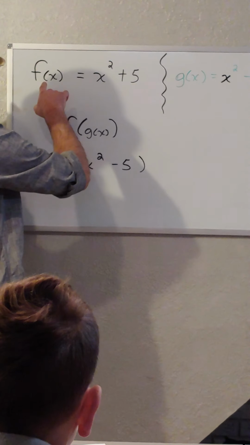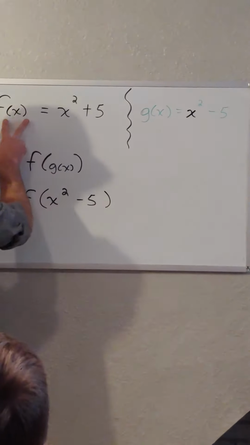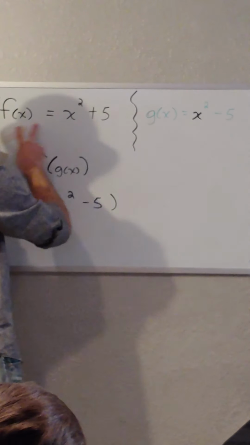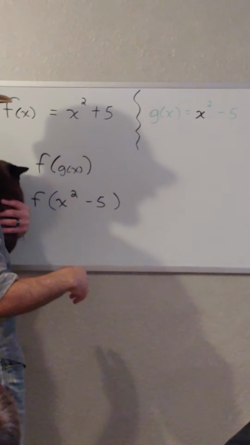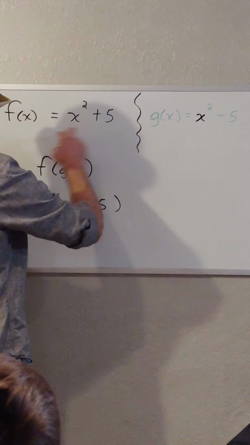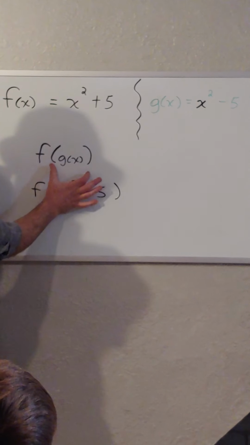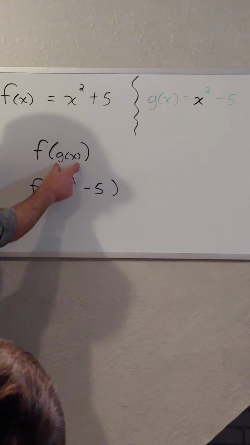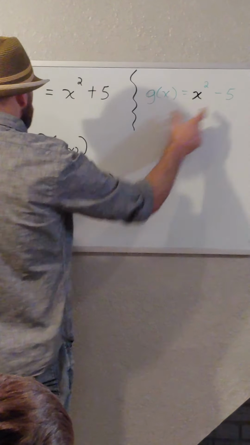Okay, so we got f of x is this, g of x is this. This is just weird function notation. Whoever came up with this, I don't know what they were thinking, to be totally honest, but it is what it is, so we'll just work with it. So f of g of x, again, we're going to start with the innermost, so we're going to substitute. Since g of x is equal to this, I just erase g of x, and I put this in its place.